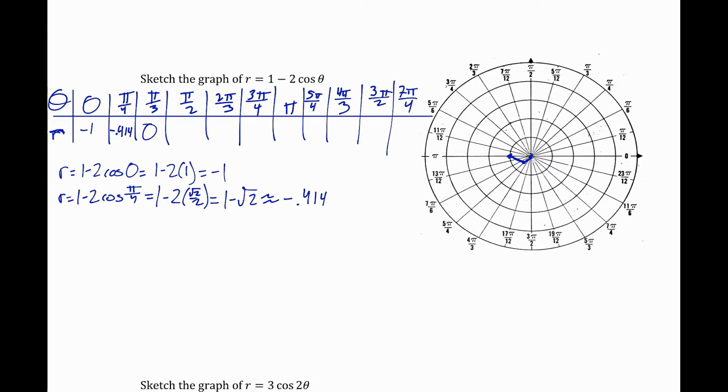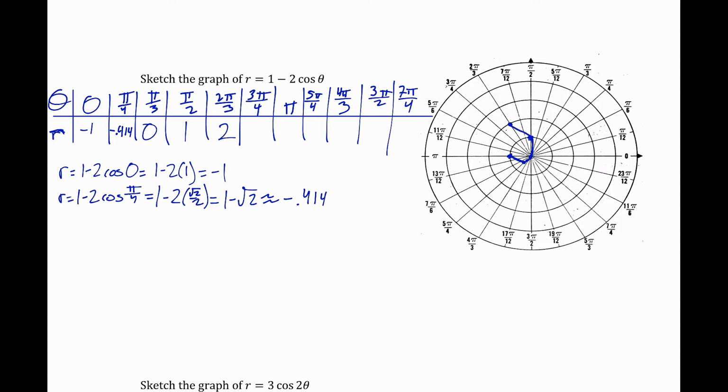Let's keep going, just plugging in these values. Again, plugging in pi over 2, plugging in 2 pi over 3. The values we're going to get for our radius are 1, and let's follow that up. So at pi over 2, we're going to be up at 1. If we face this direction here, we're going to go 1 up, and we'll connect that there. Next up, at 2 pi over 3, we're going to go 2 out. Again, using a calculator to help us out, facing this direction, we're going to go 2 out, so we're going to have a dot right about there.